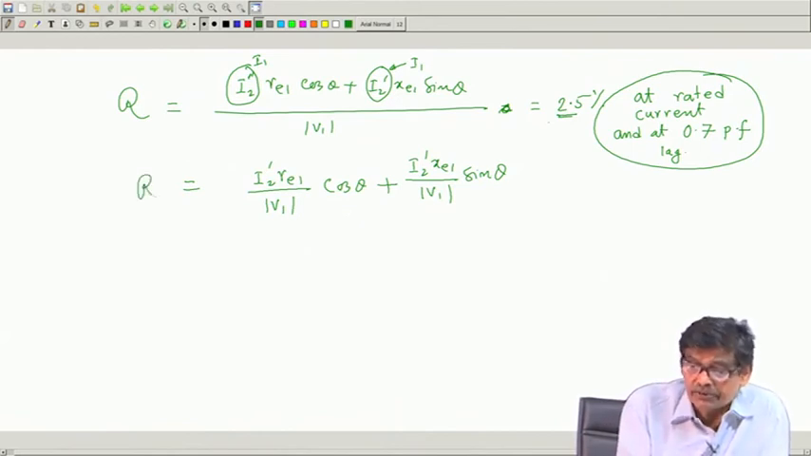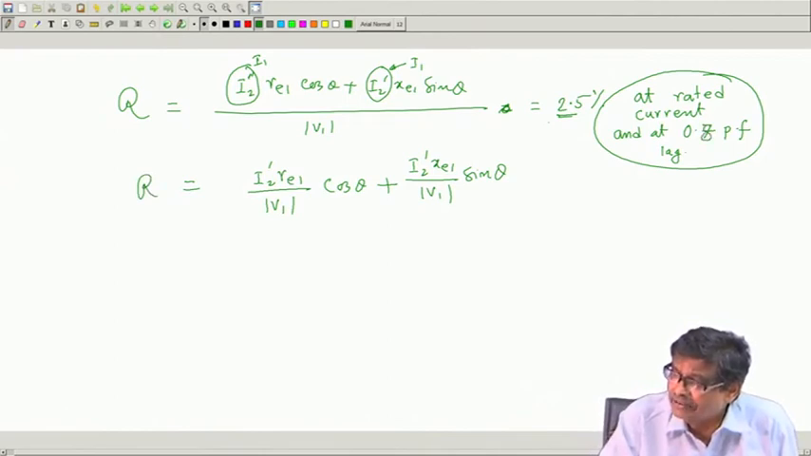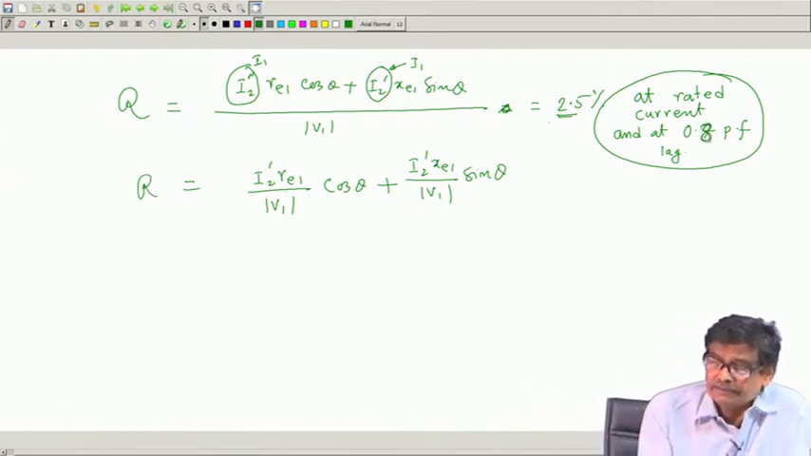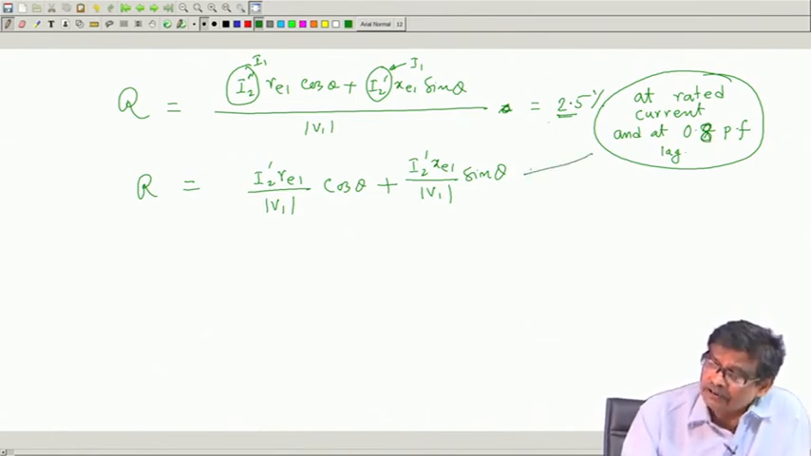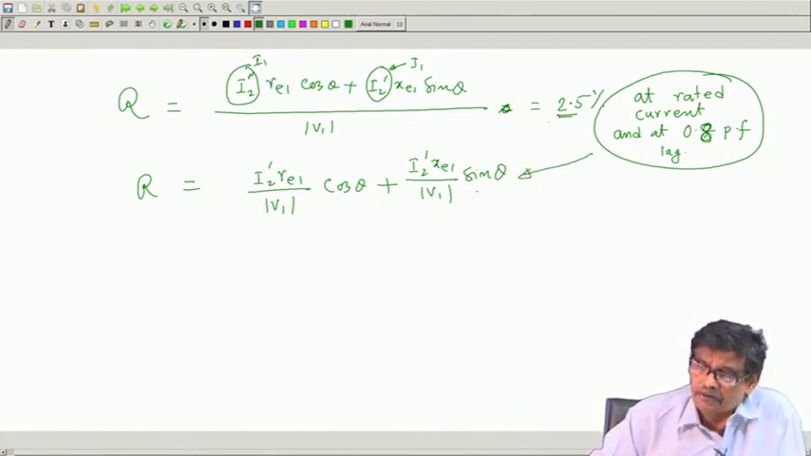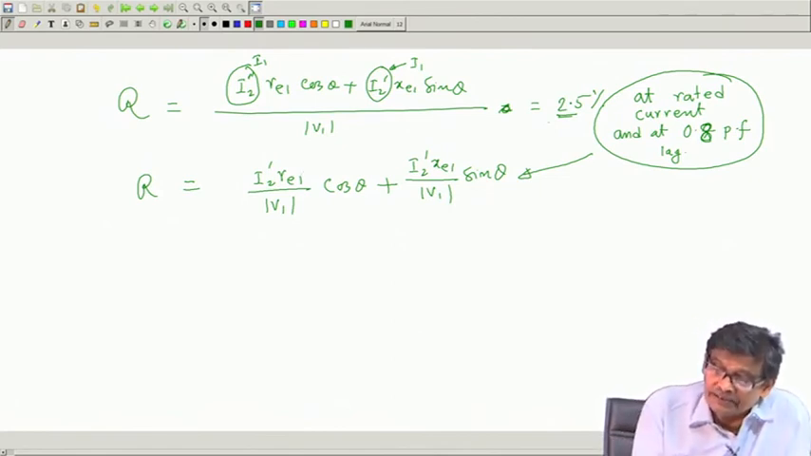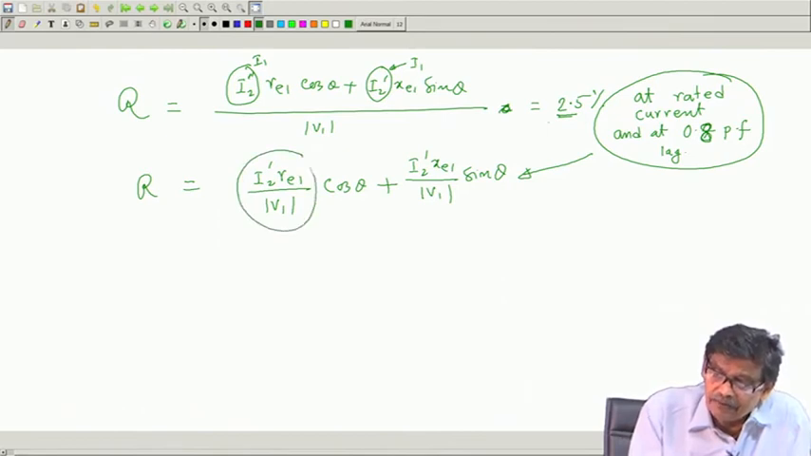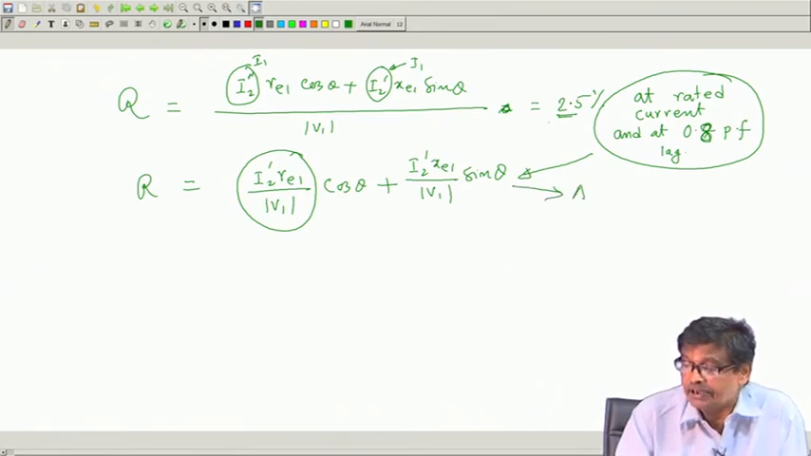Generally, as I told you, regulation is calculated at rated current and at 0.8 power factor. Okay. So, I know this number is very important. Calculate regulation at rated current and 0.8 power factor lag. Now, look at this term. This equation, once again I am repeating, is an algebraic equation, no phasor involved.